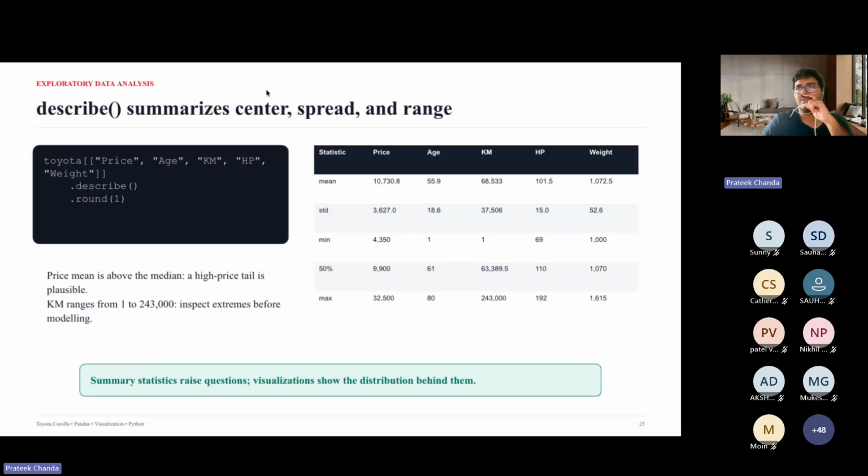So the first thing is this thing called describe. Let's say I have the data frame where I only want the corresponding columns: price, age, kilometer, HP, and weight. For that, I call this function dot describe. It gives me the following. It gives me the statistical aspects across each of the columns. It gives me the mean for price, age, kilometer, and so on, the standard deviation, the minimum value, the 50% threshold, the maximum, and so on.